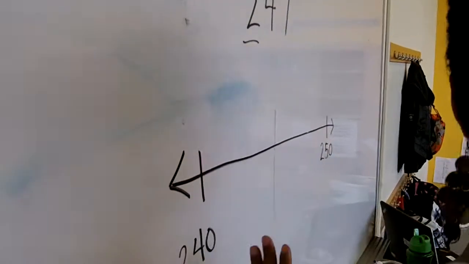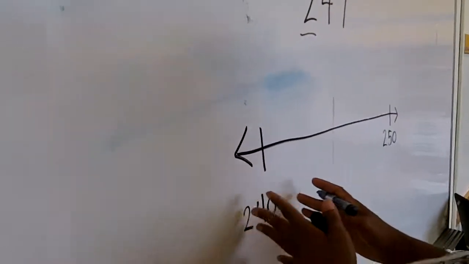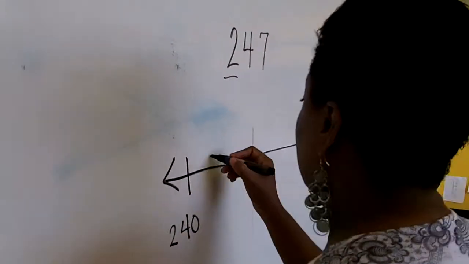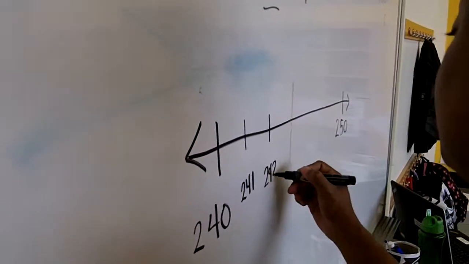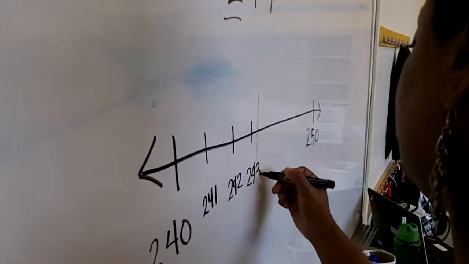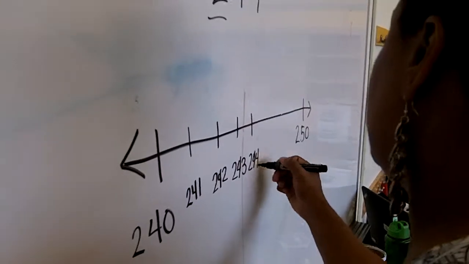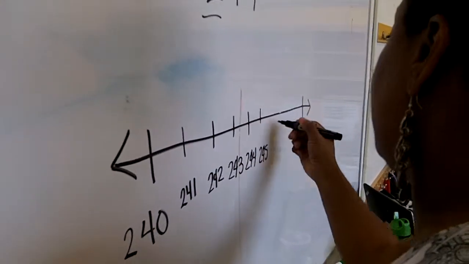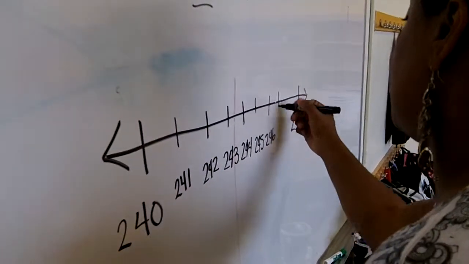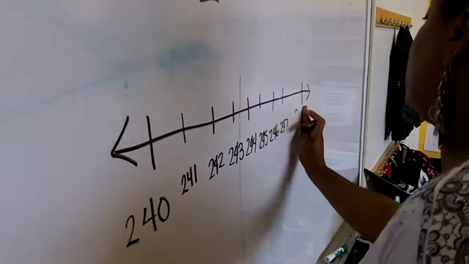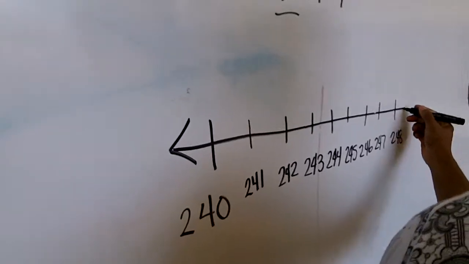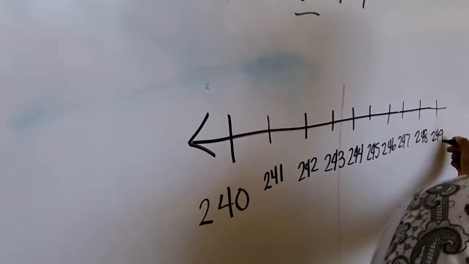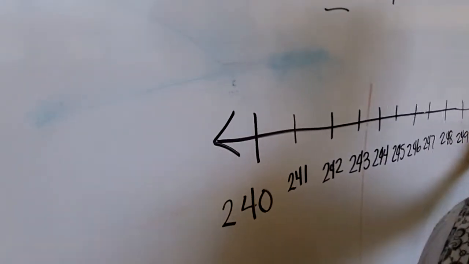Before I can determine that, I have to fill in the other numbers on this chart, don't I? So I have to put the numbers between 240 and 250. I'm going to start with 241, 242, 243, 244, 245, 246, 247. Let's get this over a bit. 248, 249, and then we have 250.